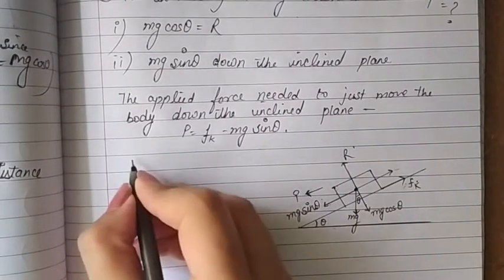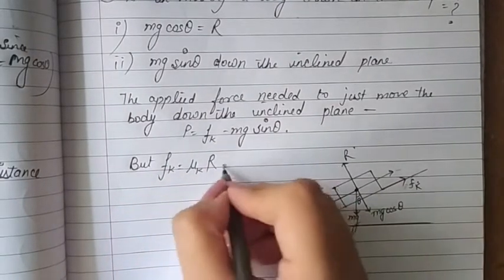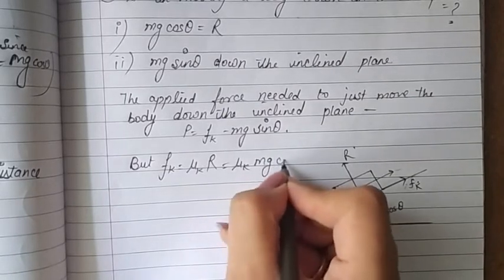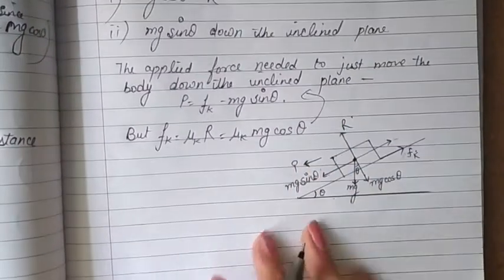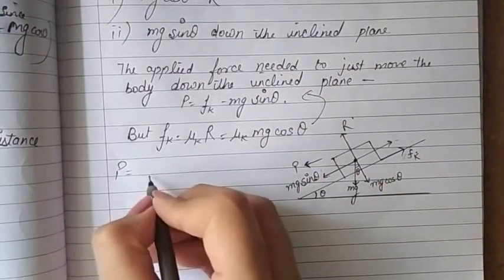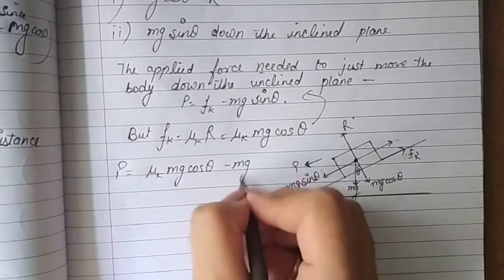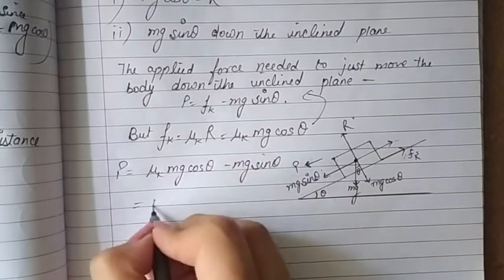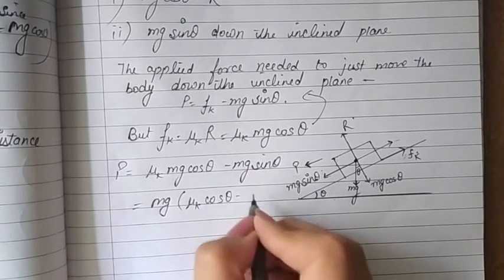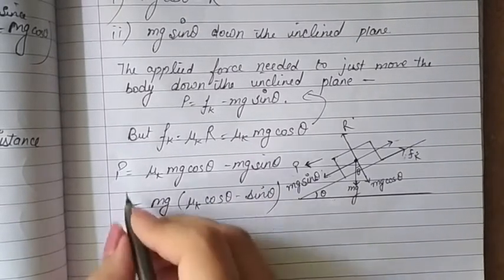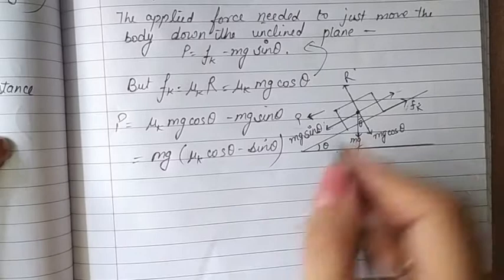Now we know that Fk is equal to mu k R, and R is balanced by mg cos theta. So Fk is equal to mu k mg cos theta. Now we have to substitute this value in the above equation, then we get P is equal to mu k mg cos theta minus mg sin theta. We can take mg common and we get the answer of applied force, that is mg (mu k cos theta minus sin theta).